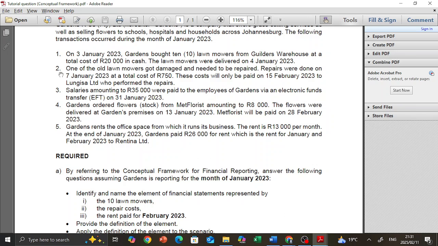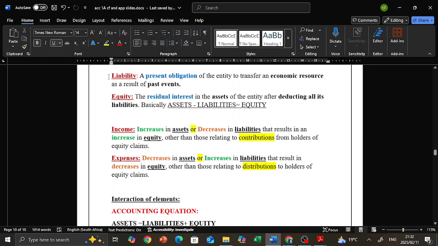Okay, if you go to the question, it would be a liability, a present obligation to transfer an economic resource as a result of past events. So we would have to transfer 750 because of the repairs that were done on 7 January. That is the past event. So Gardens has an obligation to transfer these economic resources as a result of past events. Does everyone agree with me on that?